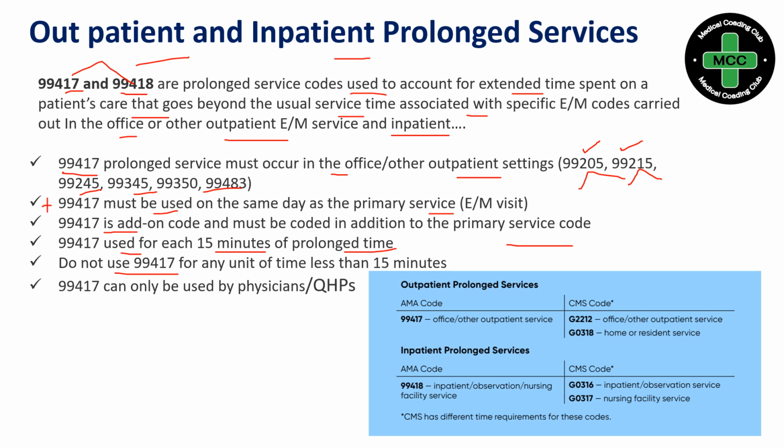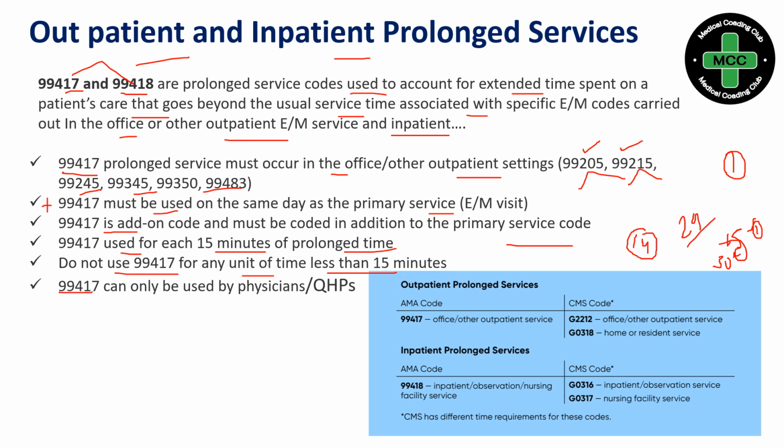Do not use 99417 for any unit of time less than 15 minutes. If you are getting 14 minutes additionally, you should not consider one more unit. If you are getting an additional 29 minutes, in this case you are supposed to give only one unit. For each 15 minutes, we get one unit. If you get 30 minutes, then you can give 2 units. If you get 29 minutes, you will be getting an extra 14 minutes only, so you don't have to consider one more extra unit.